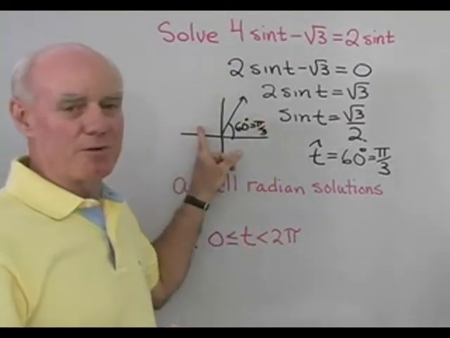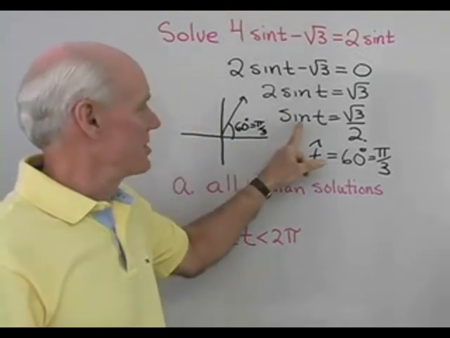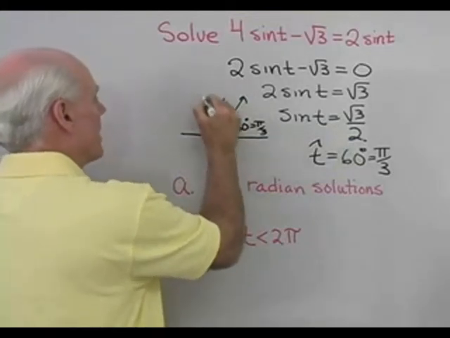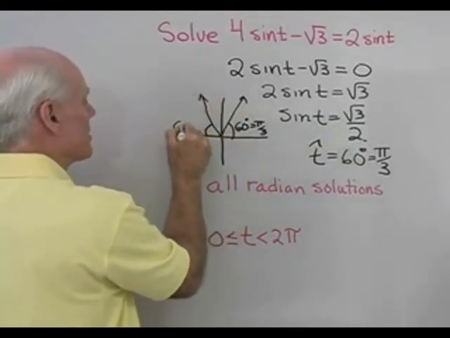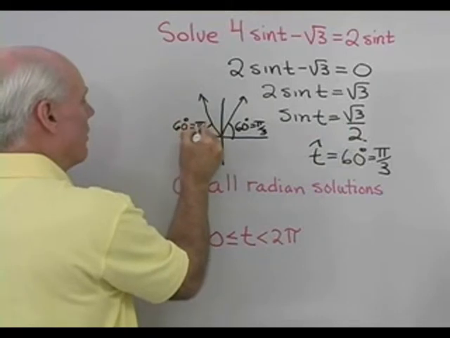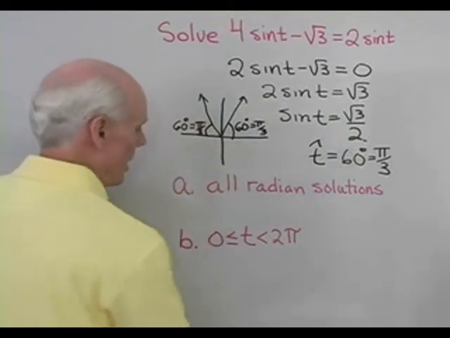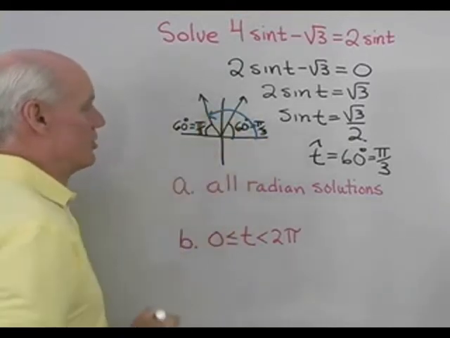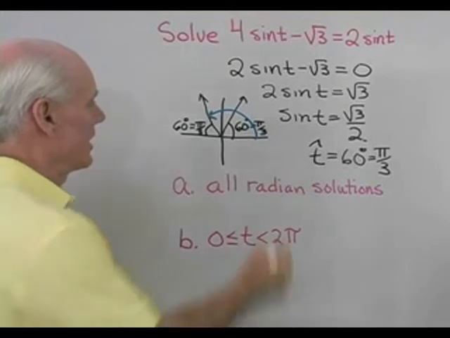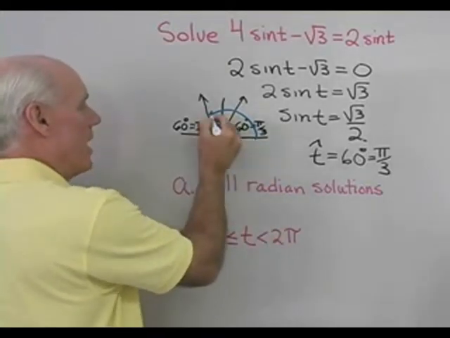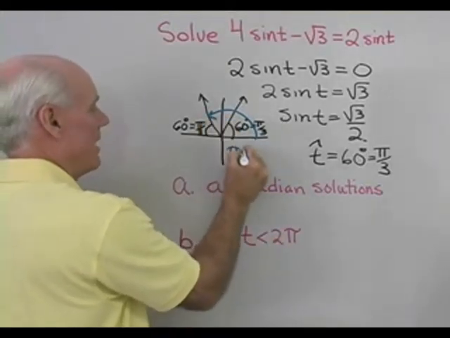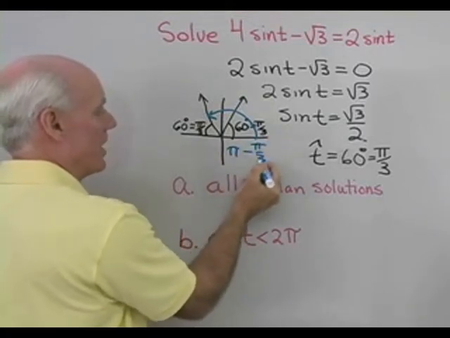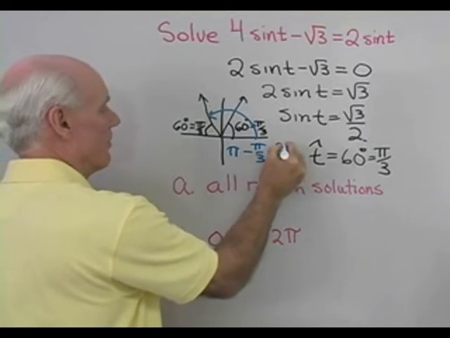And then also I want the reference angle in quadrant 2, because sine's positive in quadrants 1 and 2. So I'll put my reference angle over here again. This is 60 degrees equal pi over 3. Okay, and then I want to name this angle right here, and I want to do it in radians. That'll be pi minus pi over 3. Well, that's 3 pi over 3 minus pi over 3, so it should be 2 pi over 3.